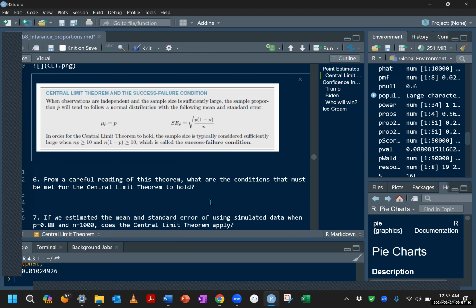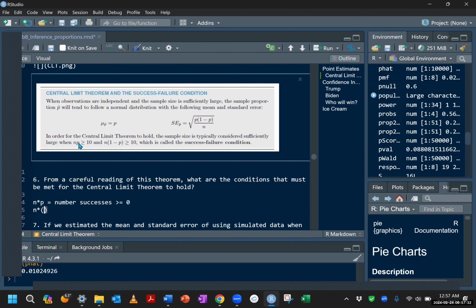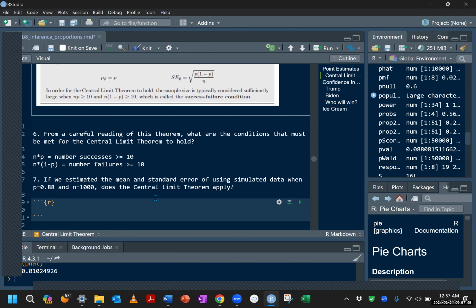Okay, so this is really the central tool we're going to use for doing our inference, and it changes just depending on what kind of data we're using. So let's look at the conditions for this central limit theorem to hold. It says n times p needs to be greater than 10. If n is the sample size and p is the proportion of the success, n times p is the number of successes. They have to be greater than or equal to 10. N times 1 minus p, well, 1 minus p is the chance of failure, so the number of failures has to be greater than or equal to 10. So those are the two conditions we're going to check. This just ensures we have a big enough sample size.